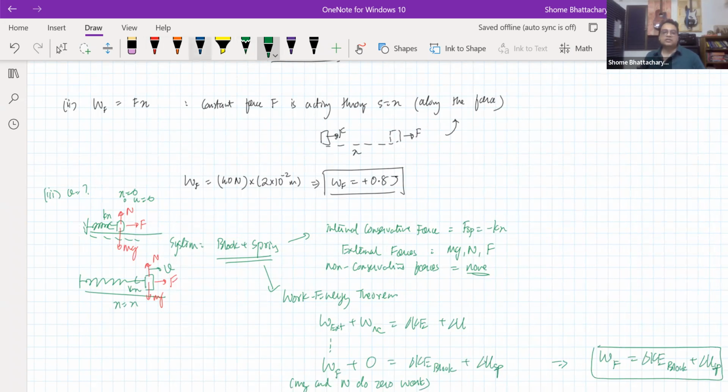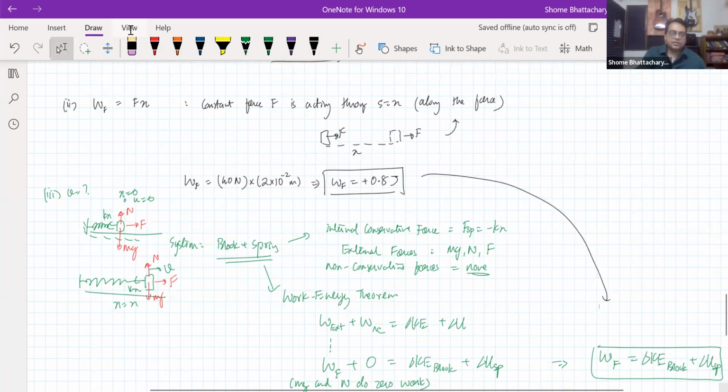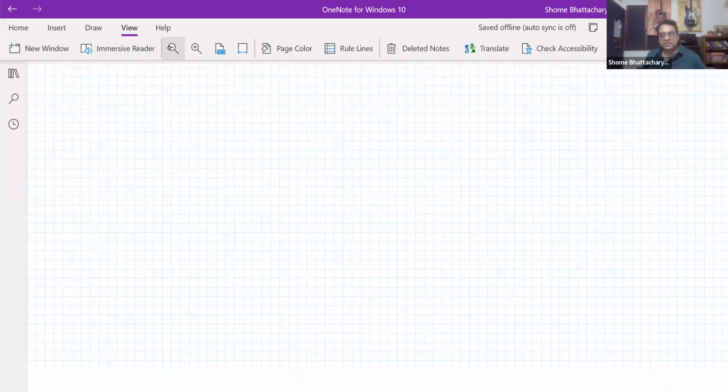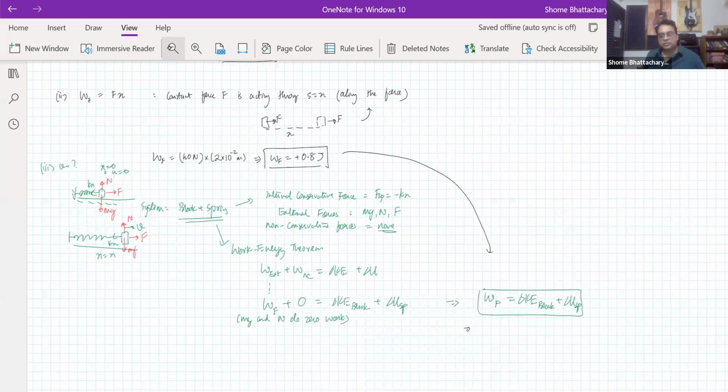Okay, now I'll just import these values. I've already calculated the work done by the external force, and I've calculated the change in potential energy of the spring. So I'll directly get the change in kinetic energy. This will be F into X. This will be half mv square because u was 0, so the initial kinetic energy was 0. And this will be plus half kx square.